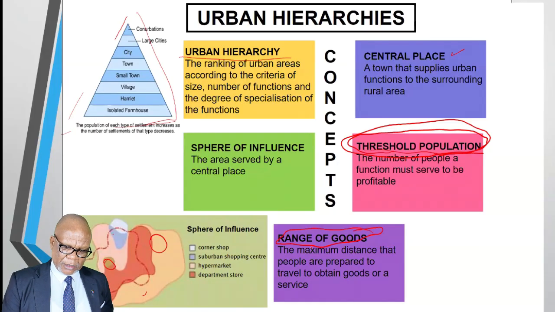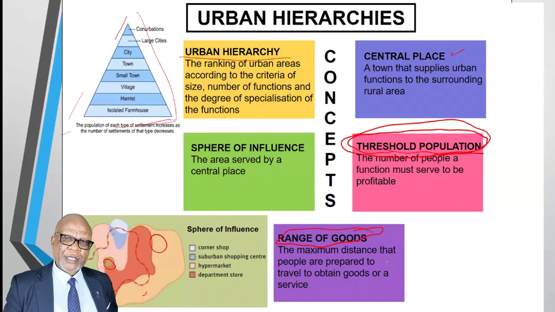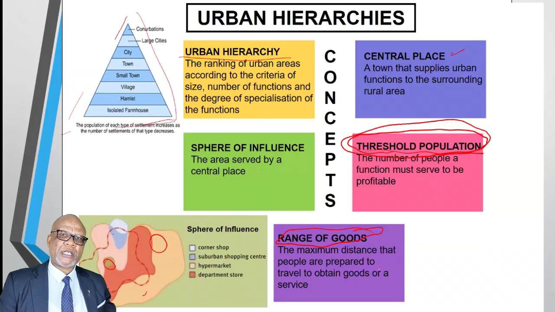Low order goods are cheaper. So the range of goods is determined by the order of goods, and the range of services is determined by the order of services. If I need a specialist, I can travel a longer distance to go and see a specialist. But for a regular service, I don't need to travel a longer distance because it is not specialized.